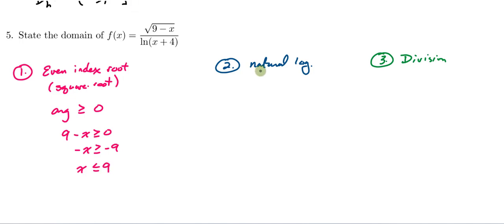The next problematic operation is the natural log, and we need the argument of the natural log to be strictly greater than 0, which means we need x plus 4 to be greater than 0, which means we need x to be greater than negative 4.